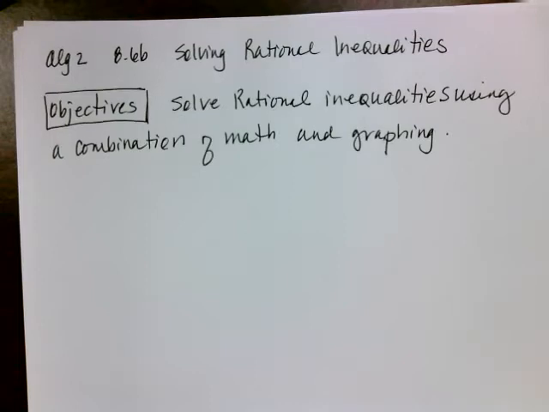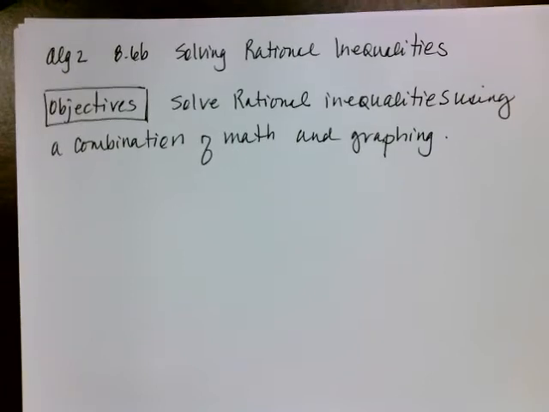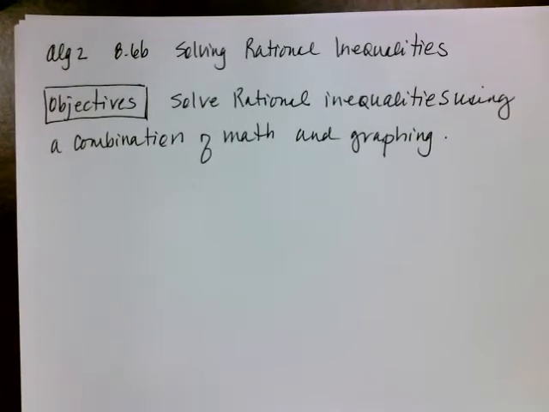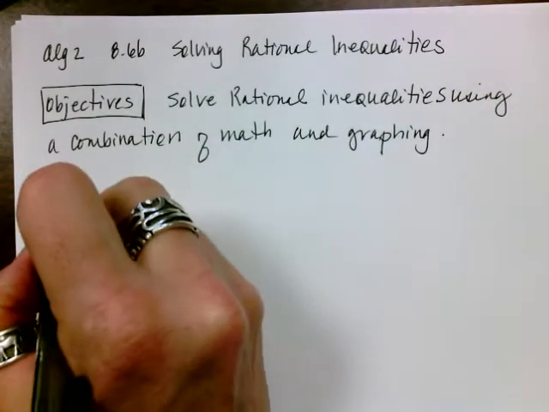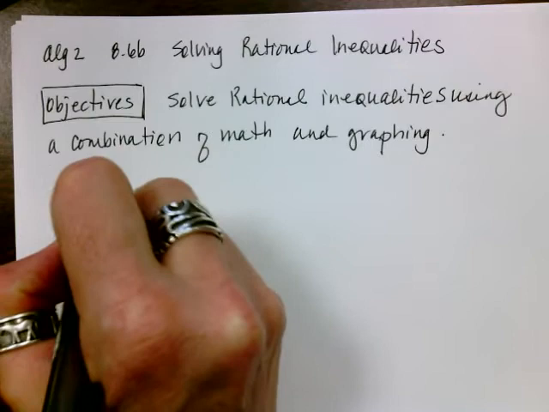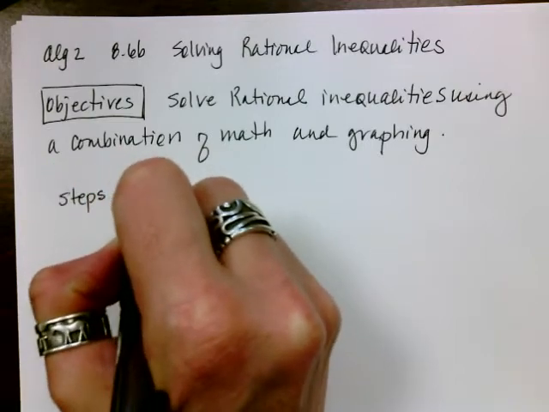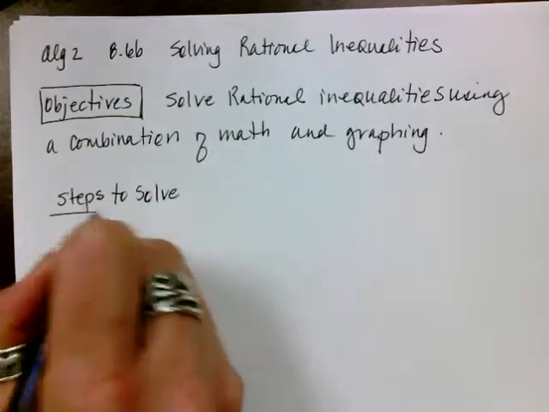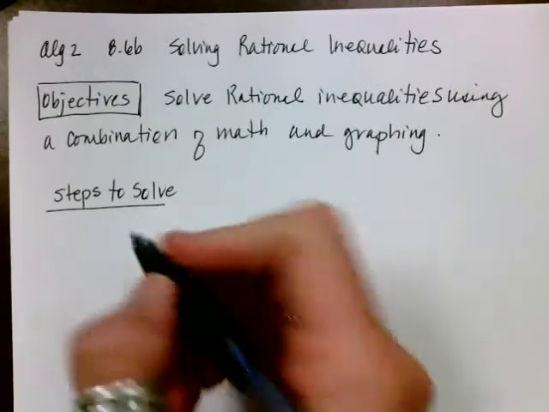We're going to do 8.6b, solving rational inequalities. So we're going to use a combination of math and graphing. And it's kind of an interesting way to think about solving an equation when we get to the graphing portion. But let's talk about steps to solve first.